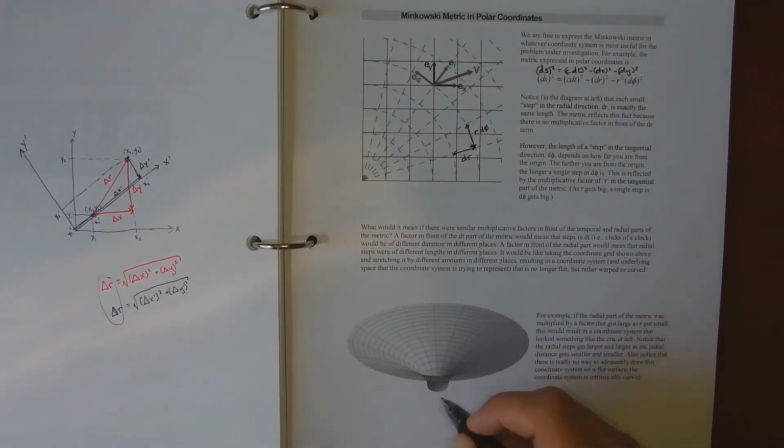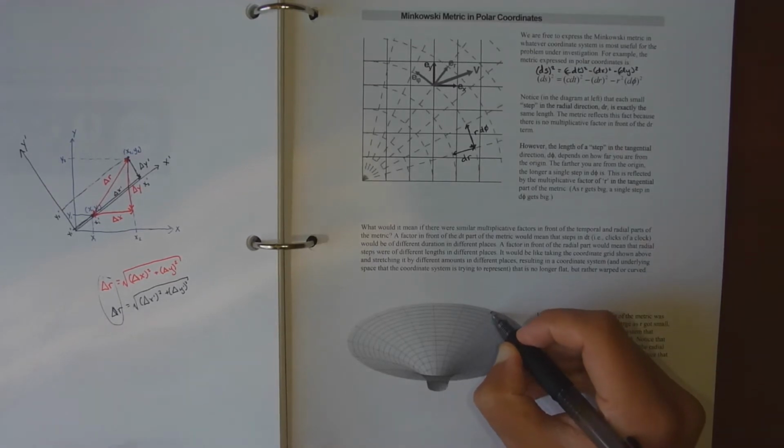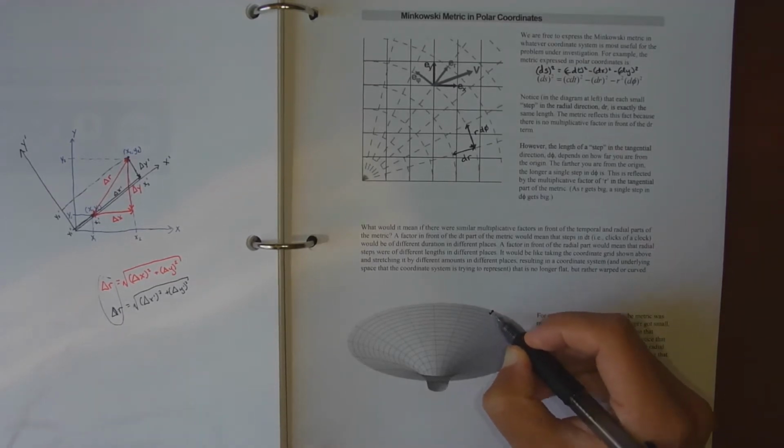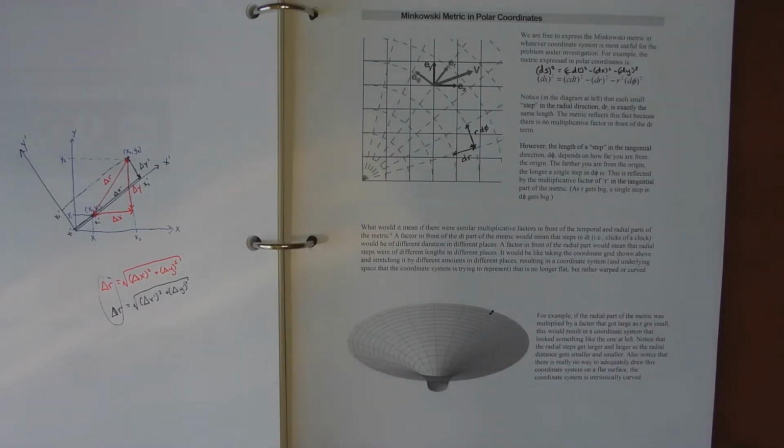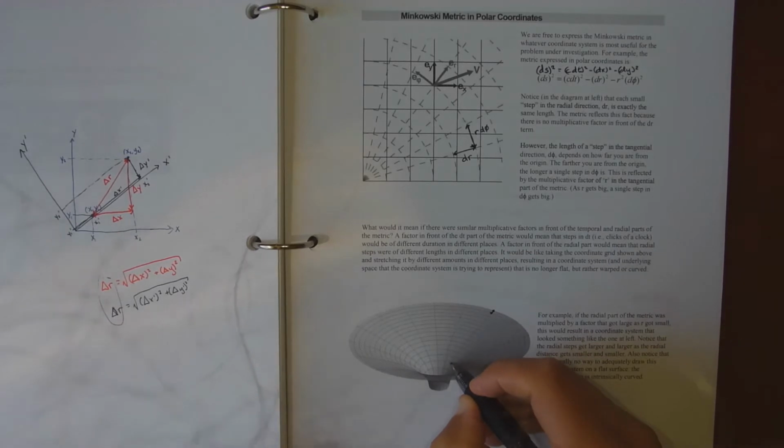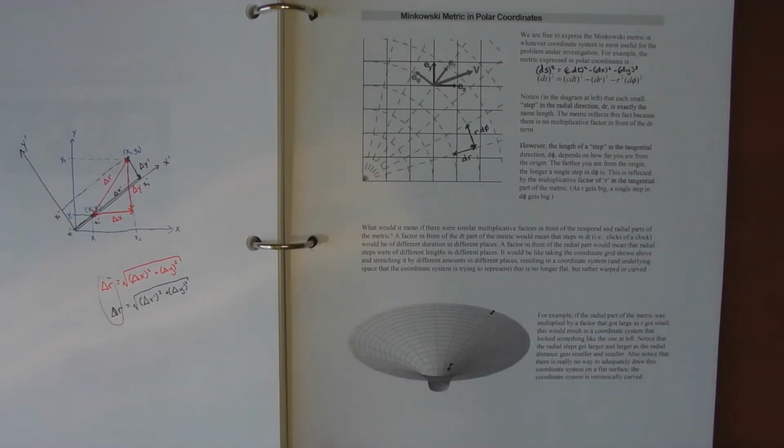So let's say there's a large massive object at the origin. If you're over here, if you take a step in the radial direction, it has this length. But as you get closer to the origin, when you take a step in the radial direction, that step is larger. And notice that there is really no way to adequately draw this coordinate system on a flat surface. The coordinate system is intrinsically curved.